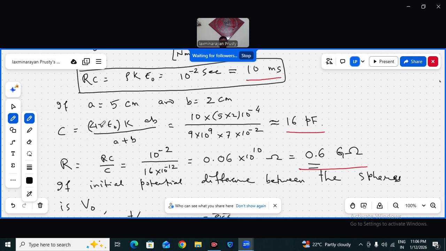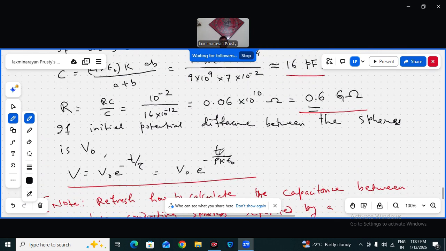C value is 4 pi epsilon 0 K AB by A plus B. Is that correct? 4 pi epsilon 0 is 1 by 9 into 10 to the power 9. K is 10. I'm taking A as 5 centimeter, B as 2 centimeter radius. So 5 into 2 into 10 to the minus 4, and 5 plus 2, 7 into 10 to the minus 2. So this will become how much? 16 picofarad almost, because this 10 cancels out with this 2. So 10 to the minus 9, 1 by 63 is almost 0.16. So 16 picofarad. That's correct.